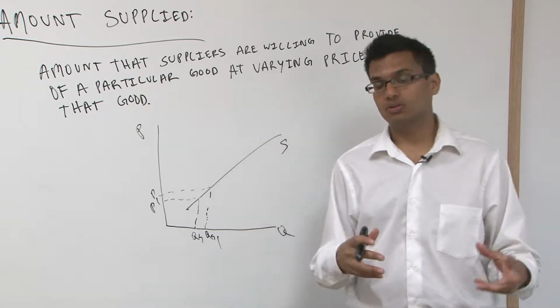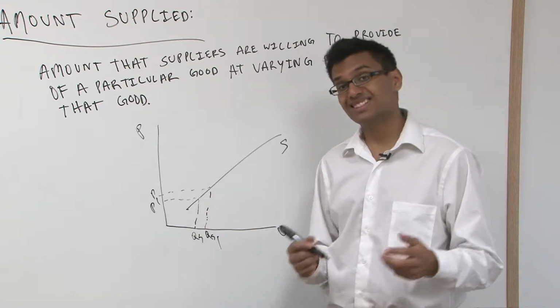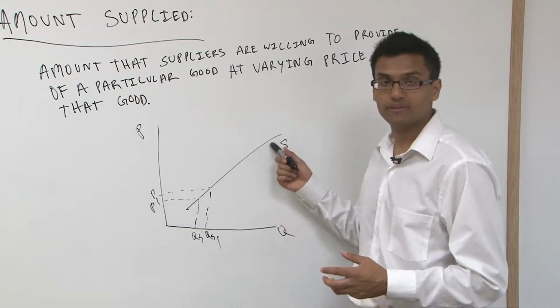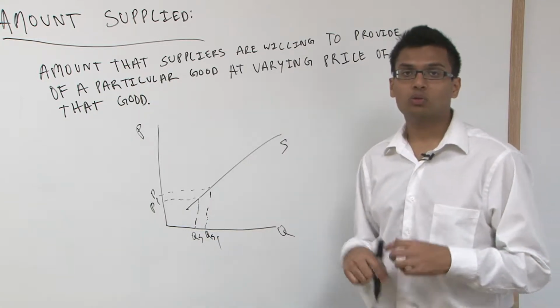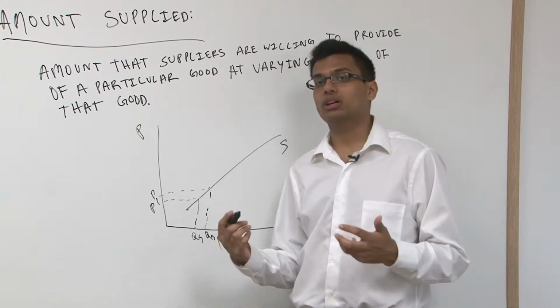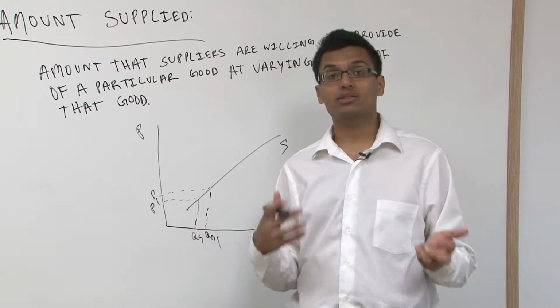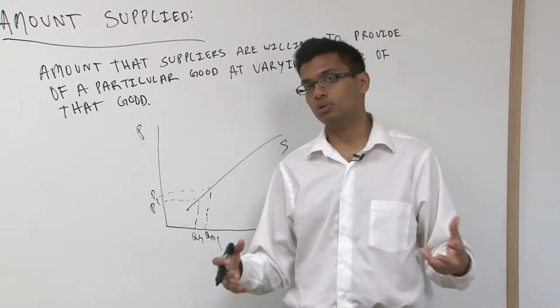Amount supplied relates to one particular point. The supply relates to the whole graph that we're talking about. With that being said, the next point we're going to cover is how a supply line shifts. And there's a couple of reasons why a supply line would shift.